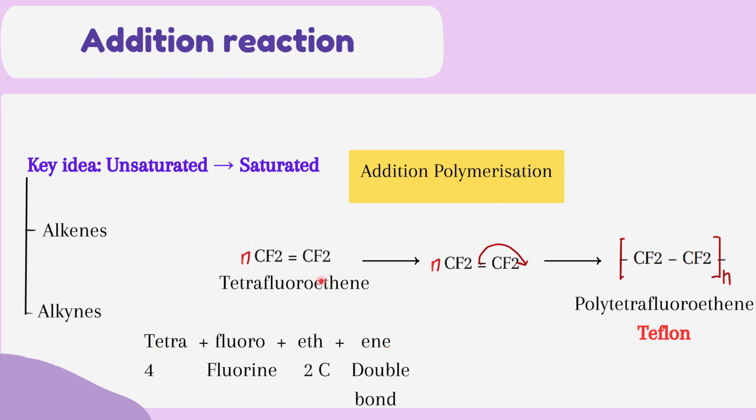tetrafluoroethene. So when this tetrafluoroethene undergoes the process of formation of monomer, then further it follows the polymerization process and results in the formation of what? Polytetrafluoroethene. In general, we name it Teflon. Teflon is nothing but the coating given in the non-stick pans and non-stick utensils.